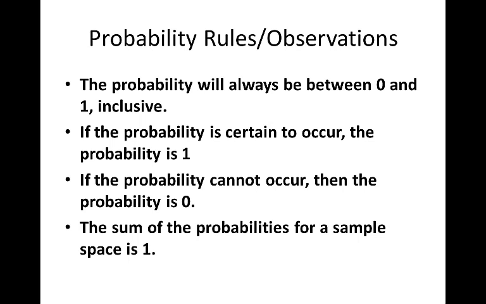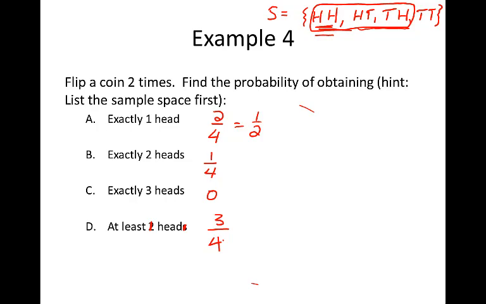So we've kind of encountered one of these rules here, that the probability is always between 0 and 1. So if it's certain to occur, we say it's 1. Sometimes if we convert this to a percent, we'll say 100%. If it cannot occur, and I think this makes sense, it's 0. And something we'll look at a little bit later, the sum of all the probabilities for the sample space is 1. If I found, back in example 4, the probabilities for each one of these and I add those up, I need to get 1. So if I found 2 heads, 1 head, and 2 tails, add those up, I should get 1.